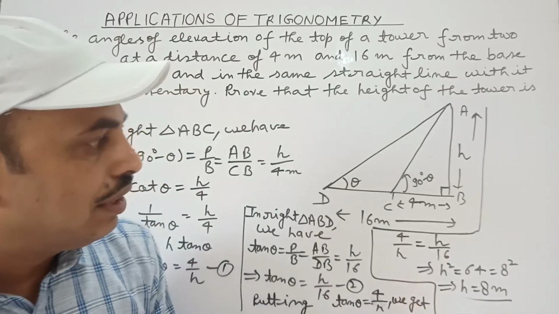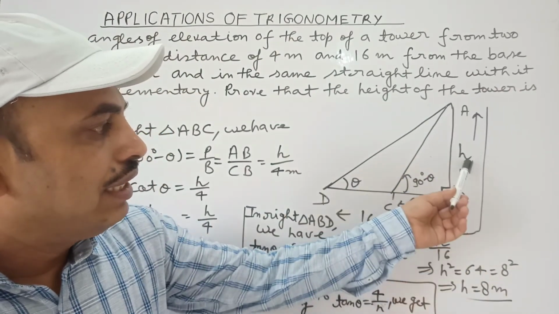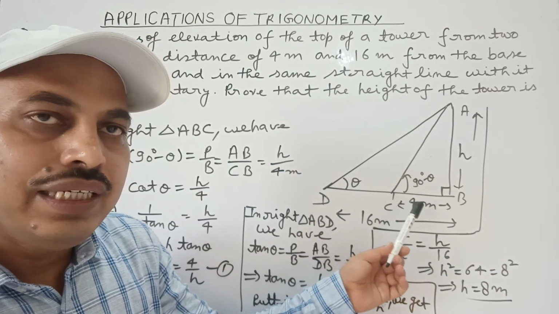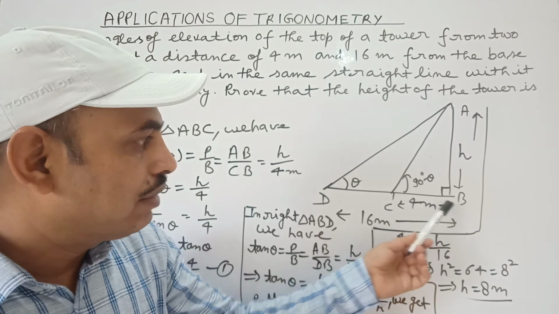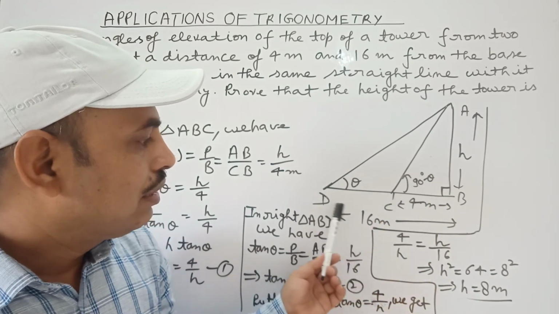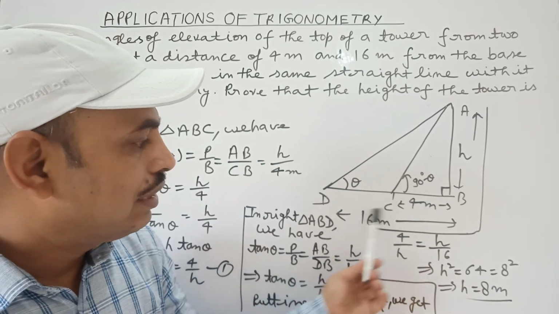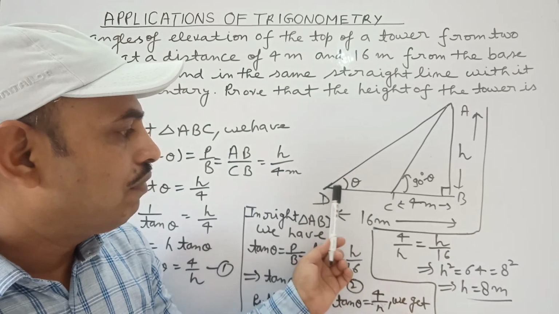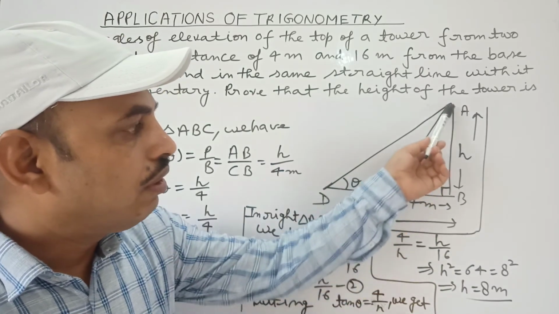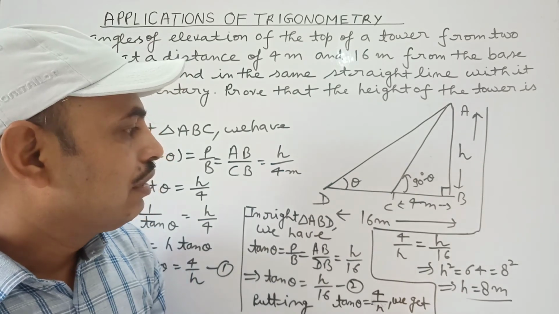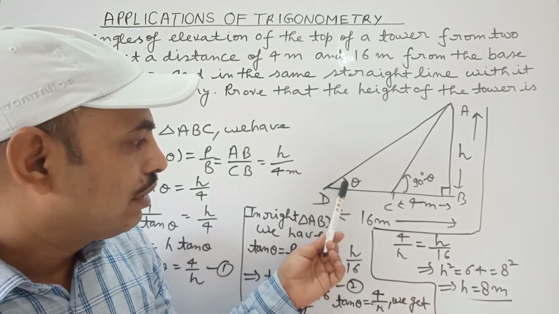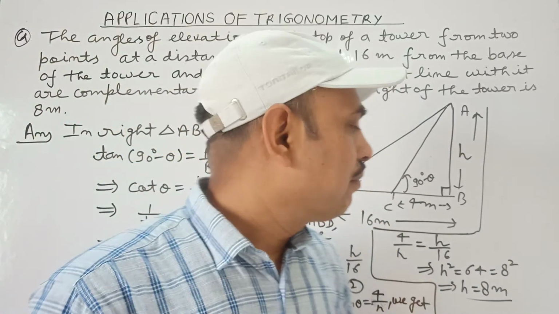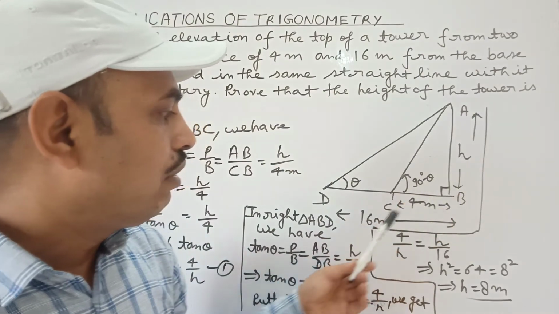Again understand this question. AB is tower whose height is h. There are 2 points on the ground. First point is at 4 meter from the base of tower. Second point is at 16 meter from the base of the tower. Angle of elevation from D and C of the top of the tower are complementary. So if we take D equal to theta, then angle C is 90 minus theta. So put tan theta equal to h upon 16.